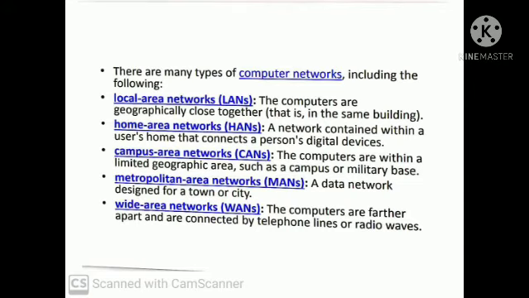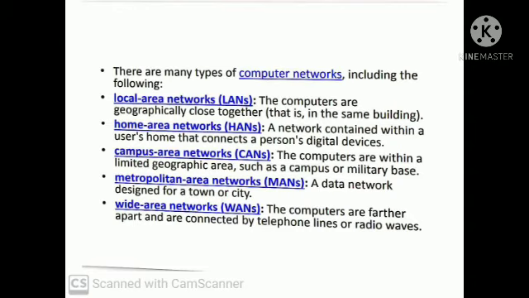First one, local area networks, that is known as LAN. The computers are geographically close together, that is in the same building. Second one, HAN, that means home area networks. A network contained within the user's home that connects a person's digital devices.